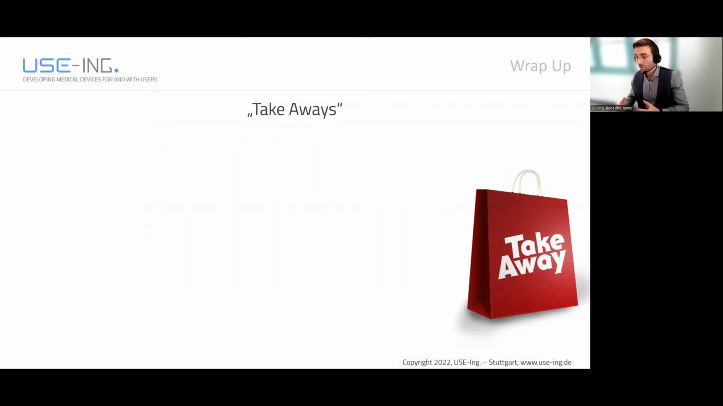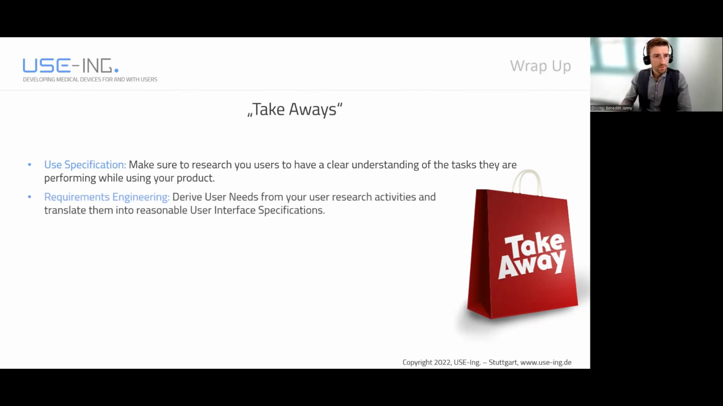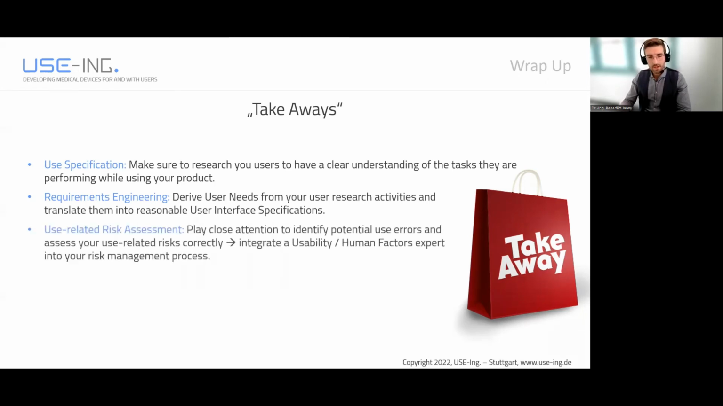So time is running short. I could go on talking about these things, but to wrap things up for you, the takeaways. Try to follow the process that I explained to you in usability engineering. Start with the use specification. Make sure to research your users to have a clear understanding of the tasks they are performing while using your product. Then make sure that you derive user needs within your requirements engineering process from your user research and translate them into reasonable user interface specifications.